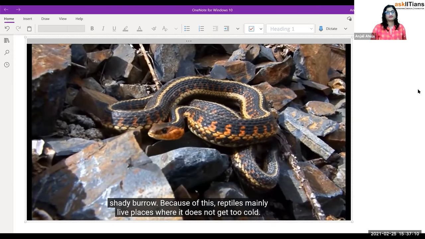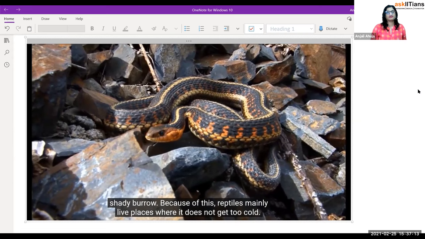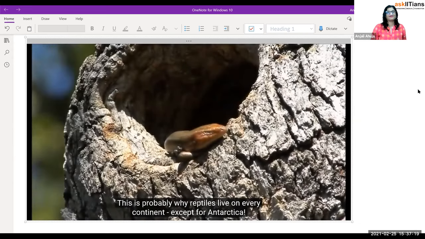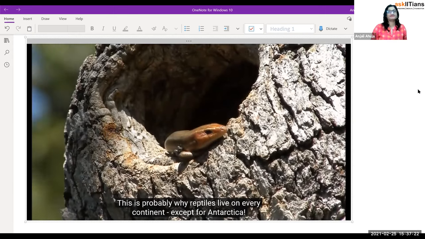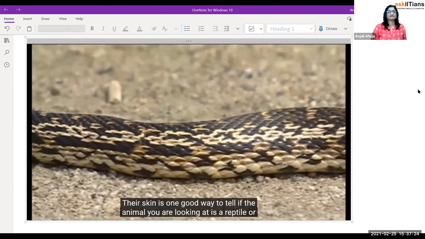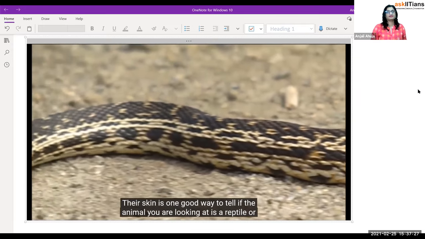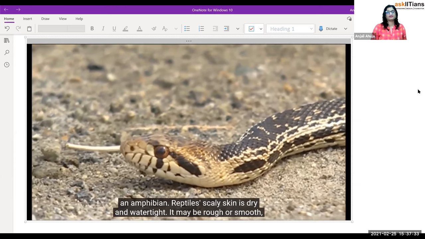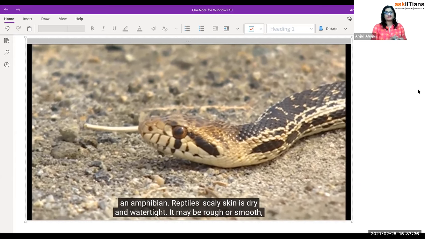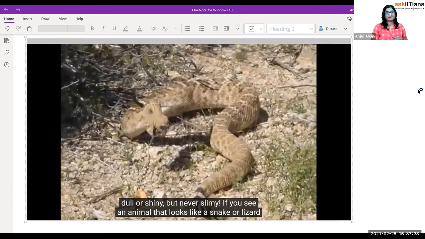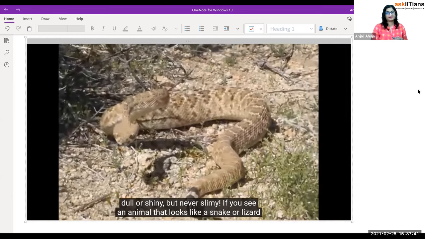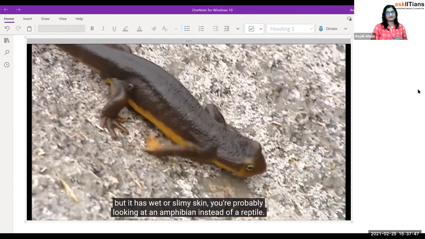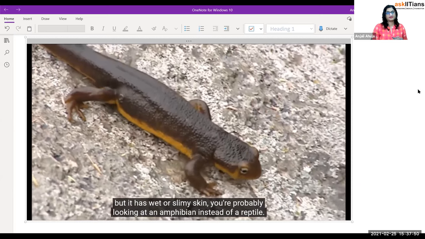Because of this, reptiles mainly live places where it does not get too cold. This is probably why reptiles live on every continent except for Antarctica. Their skin is one good way to tell if the animal you are looking at is a reptile or an amphibian. Reptiles' scaly skin is dry and watertight. It may be rough or smooth, dull or shiny, but never slimy. If you see an animal that looks like a snake or a lizard, but it has wet or slimy skin, you're probably looking at an amphibian instead of a reptile.